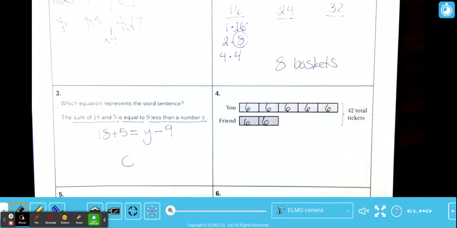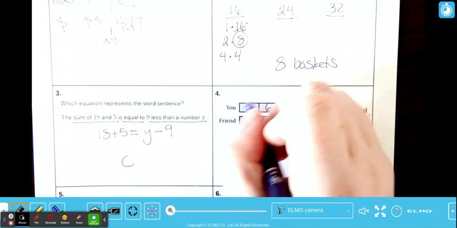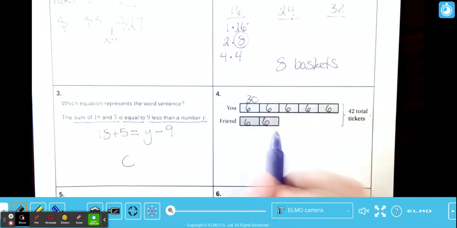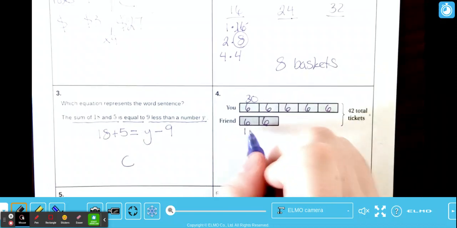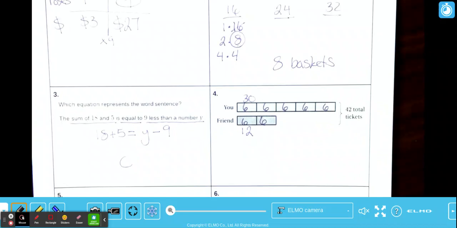All right. Knowing this, how many pieces of tape or how many tickets did you sell? 6 plus 6 plus 6 plus 6 plus 6, which is 6 times 5, which equals 30. How about your friend? How many did they sell? 12. Okay. So you sold 30, they sold 12.